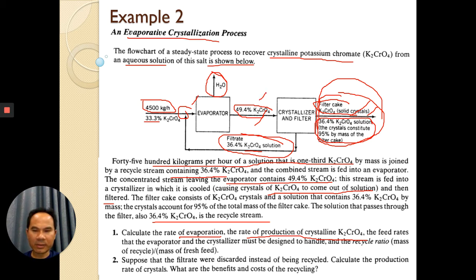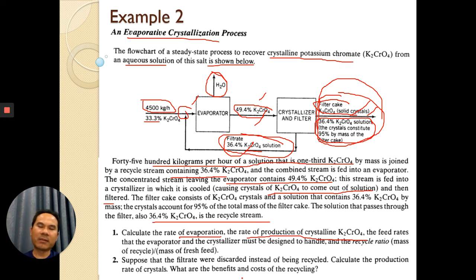And the recycle ratio: mass of recycle per mass of fresh feed. We know the mass of fresh feed already. Okay, the second question, we assume that the filtrate is discarded. What does it mean? We discard the recycle. If there is no recycle, calculate the production rate of crystal. And what are the benefits and cost of the recycle?